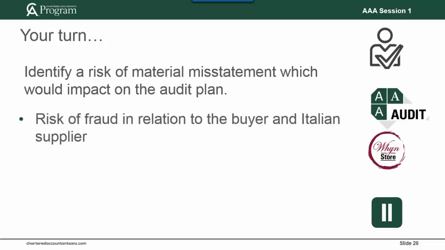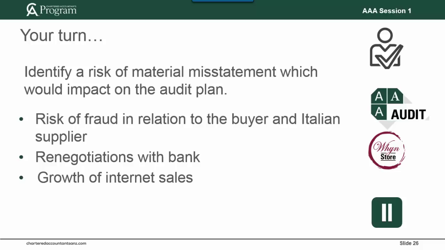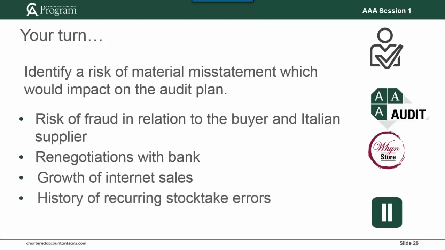So 5 risks of material misstatement that come to mind with respect to the wine store are the risk of fraud in relation to the buying Italian supplier, the renegotiations with the bank, the growth of internet sales, history of recurring stocktake errors, media reports on penalty rates. How did you go? Remember, this is not a complete list. You may have other valid responses.